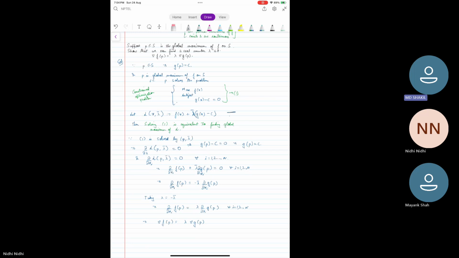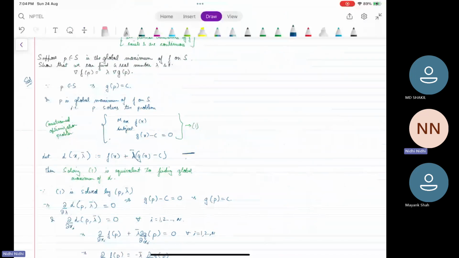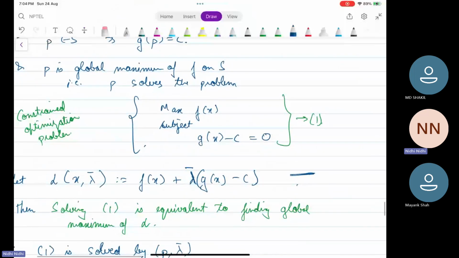I don't understand. Which part? I don't know what a constrained optimization problem is. Constrained optimization problem is basically you are optimizing a function with a constraint. So we need to find the maximum of f(x). We need to find some point x which is maximizing f and also satisfying this condition. So this x should maximize f as well as satisfy the condition that g(x) is equal to c.